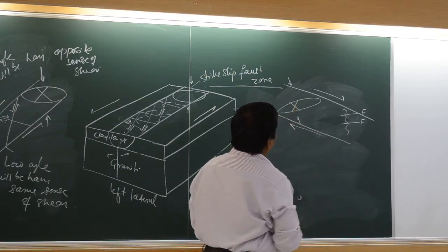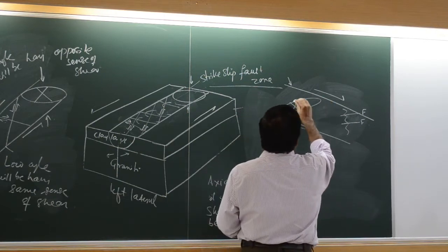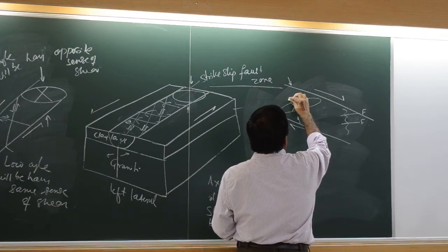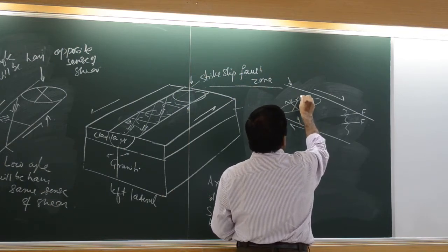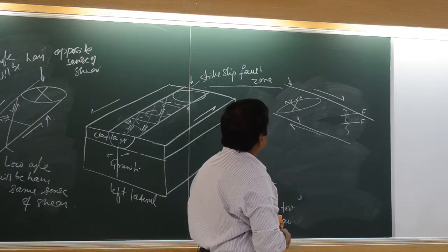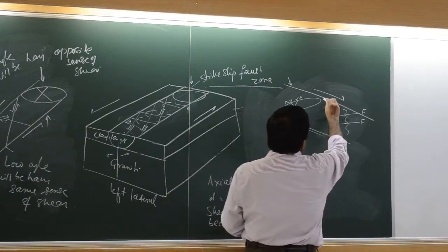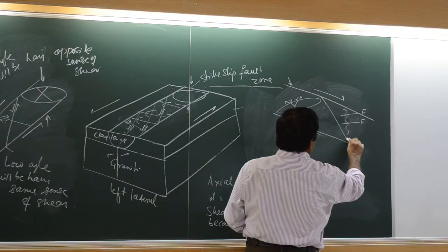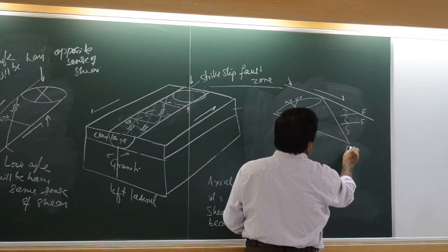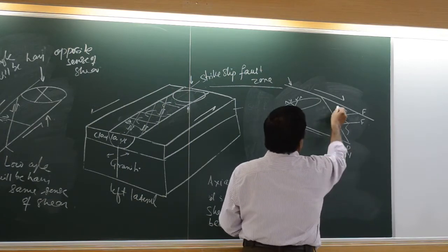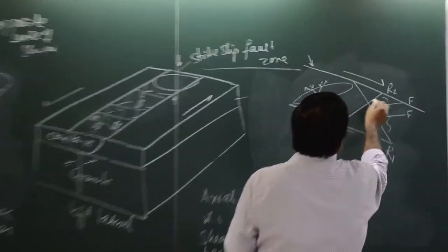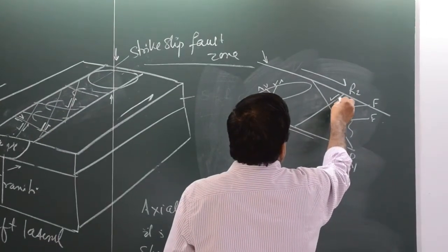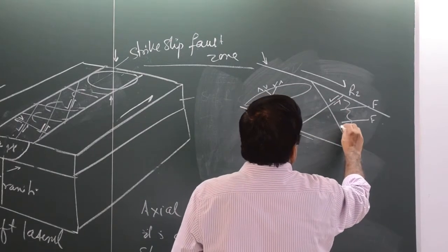Making an acute angle. So out of these two fractures, this is right lateral, this is left lateral. This is left lateral. So this is the right lateral one. The right lateral one has the low angle. This is R1, Riedel one. The high angle will be Riedel 2. This high angle will be left lateral and low angle will be right lateral.